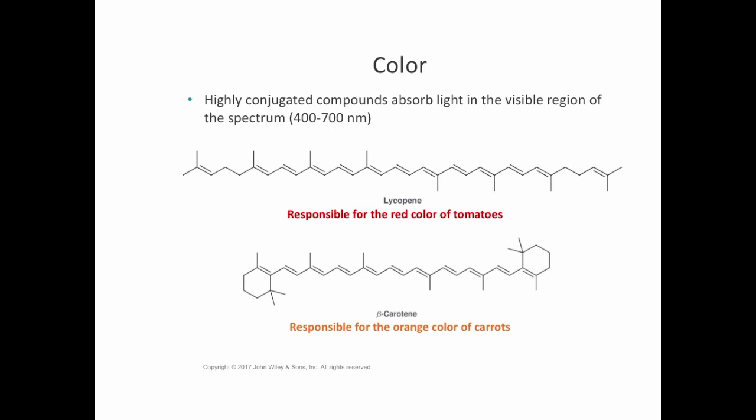Highly conjugated compounds absorb light in the visible region and therefore appear colored. For example, this is lycopene. So notice all of the conjugation here. This is responsible for the red color of tomatoes. Similarly, beta-carotene also has a lot of conjugation, and that's why carrots appear orange.